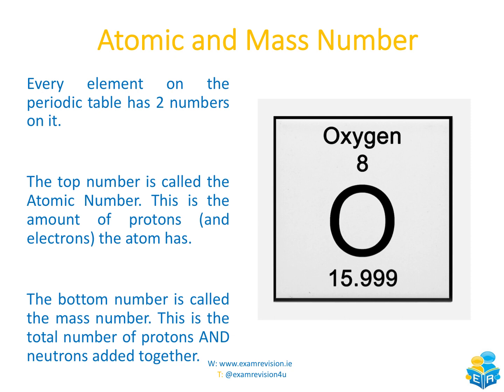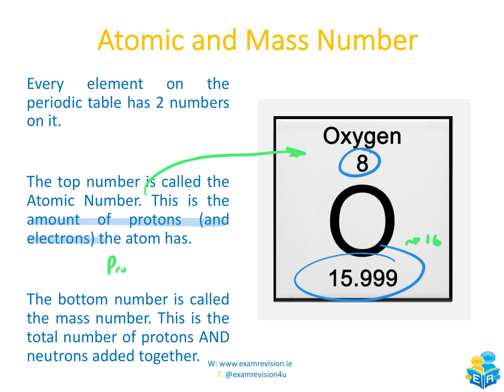Every element on the periodic table has two numbers on it. We have a smaller number and we have a larger number. And more often than not, that's going to be rounded to the nearest whole number. So for oxygen, that's going to be 16. The top number is known as the atomic number, and the atomic number details the amount of protons and actually electrons that a particular element has, okay? Because the protons and the electrons are always going to be equal to each other.